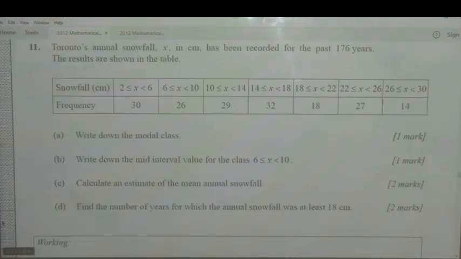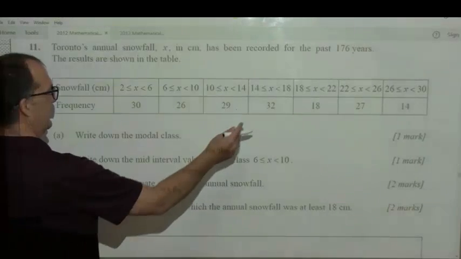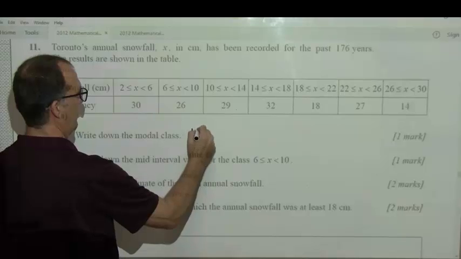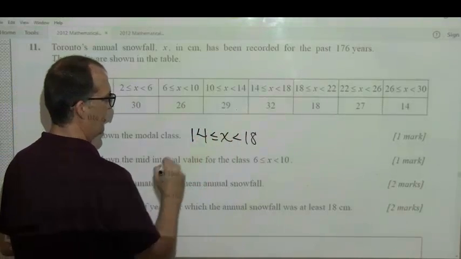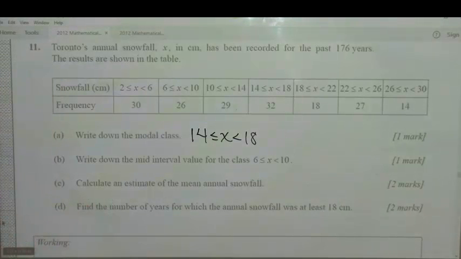Question number 11, statistics problem, and we're given a table that's grouped the amount of snowfall by frequency, and this is snowfall in Toronto. Write down the modal class. Well, what class had the most? And it is 32. So the modal class, you don't write down the number, you write down the class, 14 to 18.